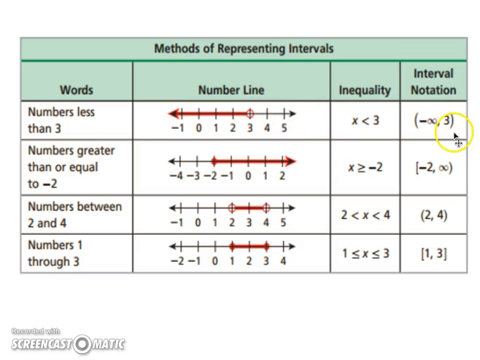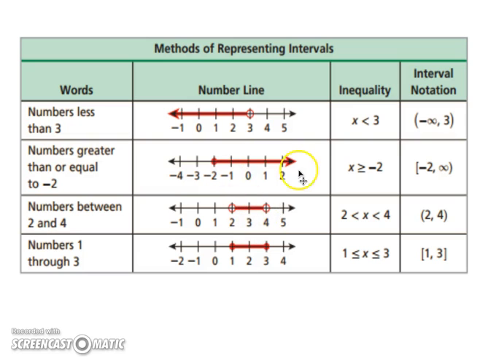Open circle, parenthesis. And because you have an infinity, you can't have a singular number for infinity, so you can't include the value of infinity. It doesn't make sense. So you always make sure that it's a parenthesis when you're dealing with infinity. Numbers greater than or equal to negative 2: because you're including the value of negative 2, you use the bracket, and then it's going off into positive infinity. And when you've got infinity, you have a parenthesis instead of a bracket.